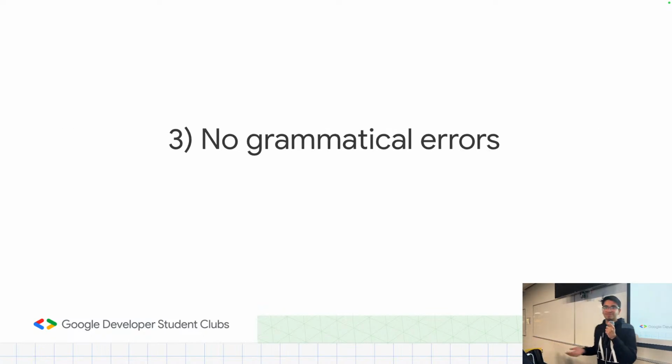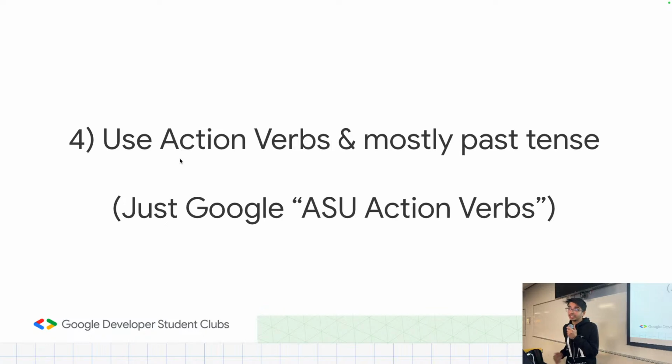No grammatical errors. Very simple. If one of the recruiters is a grammar Nazi and sees a grammatical error, they're going to call you out for it. So don't do that. It also shows whether you yourself have read that resume. Use action verbs and mostly past tense. Action verbs are certain verbs that ASU gives you a list of. Just look up ASU action verbs. These are the recommended words to use on your resume, so use them.